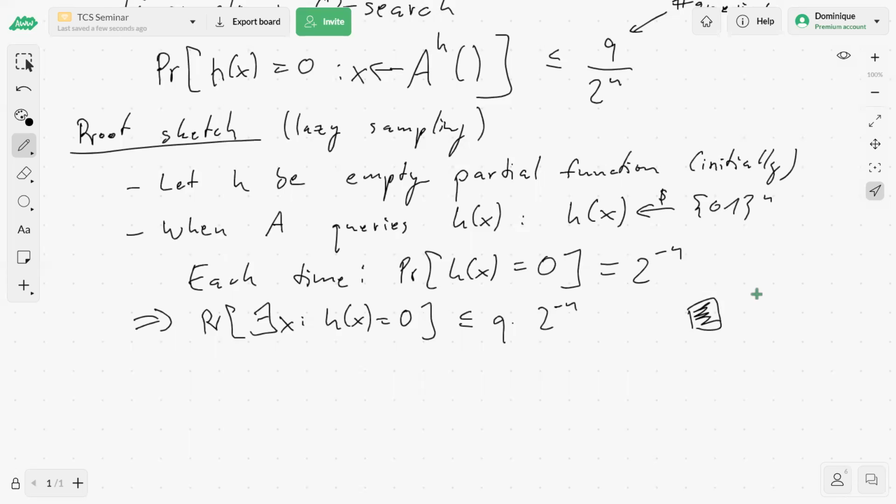So this was a very simple example, but in general, this is a very powerful technique, and almost all proofs in the classical random oracle model will use this technique somewhere. It is so ubiquitous that many people even define the random oracle just as being a function that is lazily sampled. So what happens if we now look at the quantum setting?